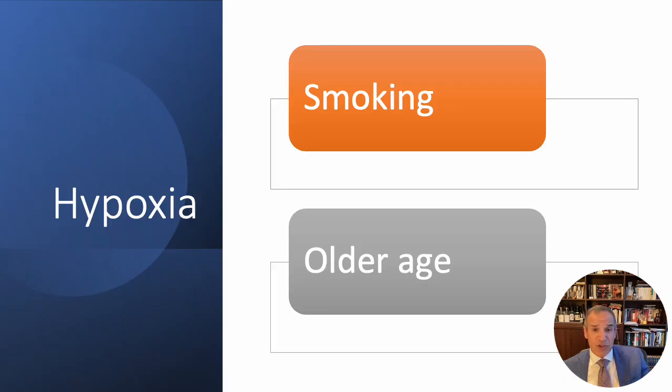Now, on the role of smoking and older age, as I've mentioned in my earlier slide, hypoxia may be the unifying factor. Why is it that smoking is a risk factor? Why is it that older age is a risk factor? Well, the commonality is that they're more likely to manifest with decreased oxygen saturation in the blood.